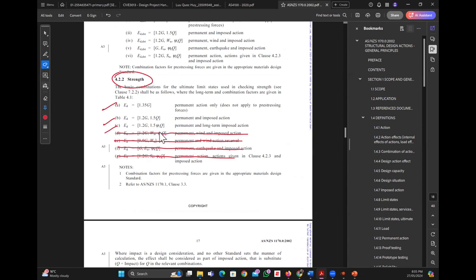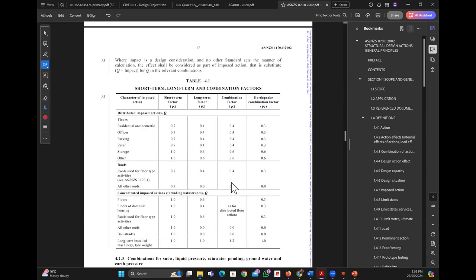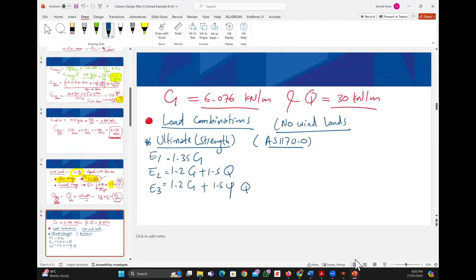And how much is psi L? If you go to the next table, what is our beam supporting? Floor or roof? Floor, right? So how much is psi L? It would be 0.6. Yes, if it's storage, it will be 0.6. So from this table, psi L equal to 0.6.